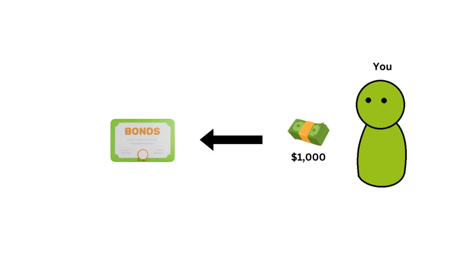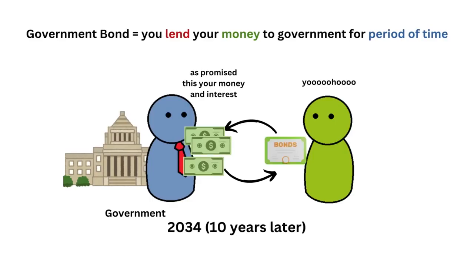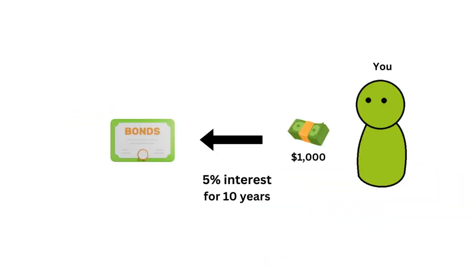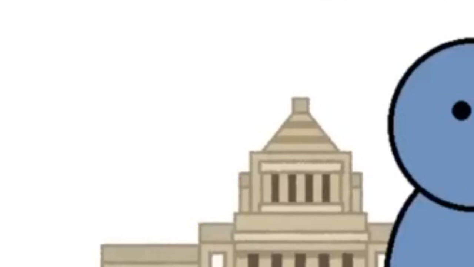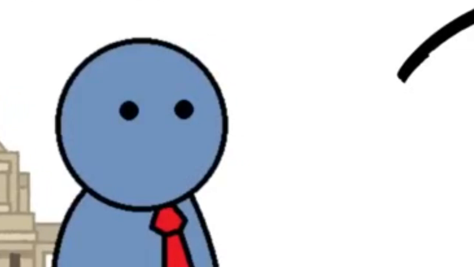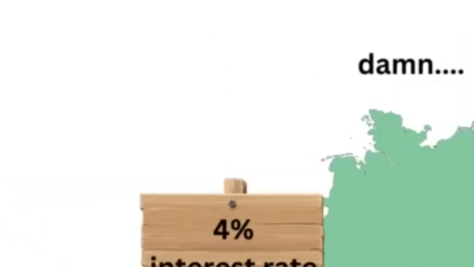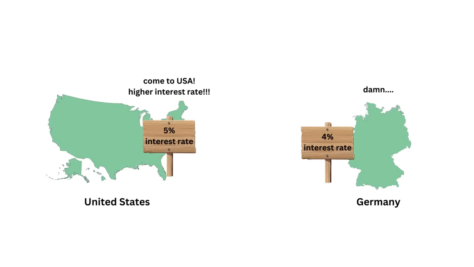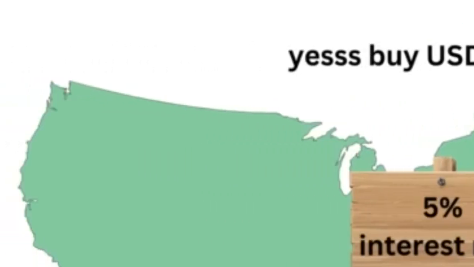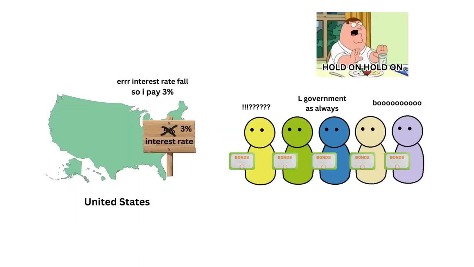For example, say you want to invest in government bonds. Government bonds are when you lend money to the government for a set period of time, then the government will return your money with the interest. Let's say you buy a government bond of $1,000 with 5% interest for 10 years. It means the government borrows your $1,000 and will pay you 5% interest on it, which is $50 every year for 10 years. So the logic is, the higher the interest rate, the higher the return on investment. If the interest rate in the US is higher than in Germany, investors might sell their euros and buy US dollars in bonds or savings accounts with higher returns. This increased demand for US dollars strengthens the currency.